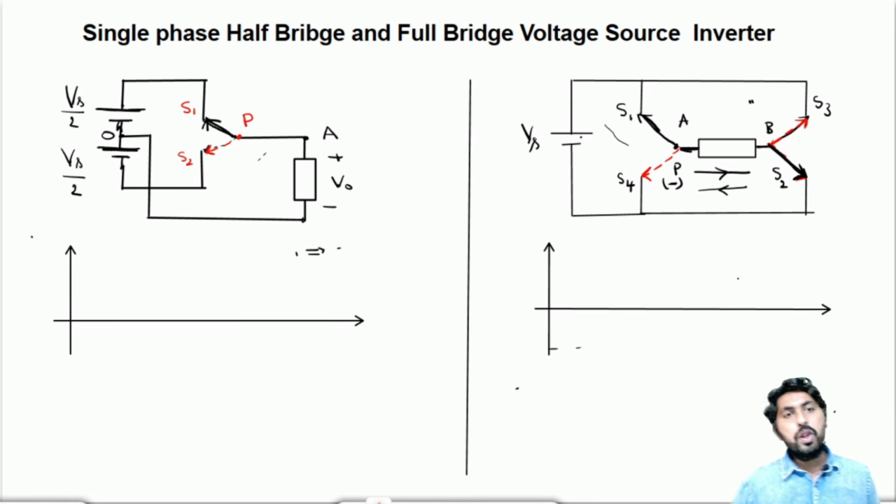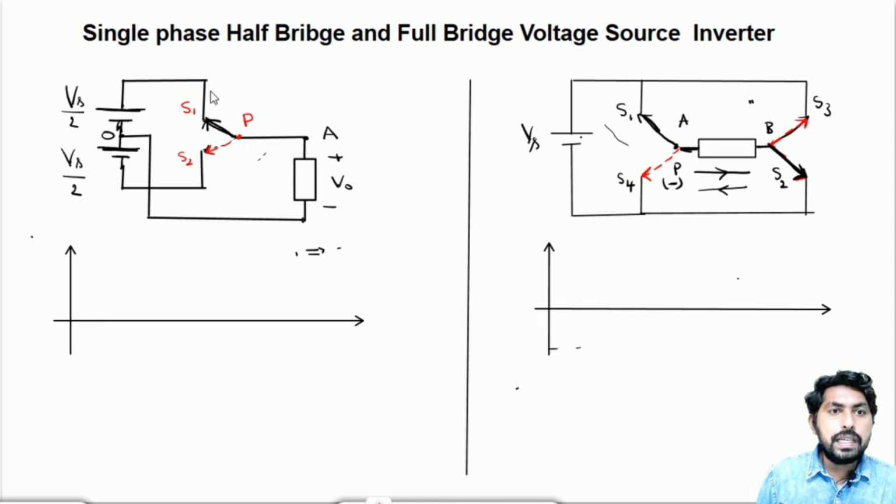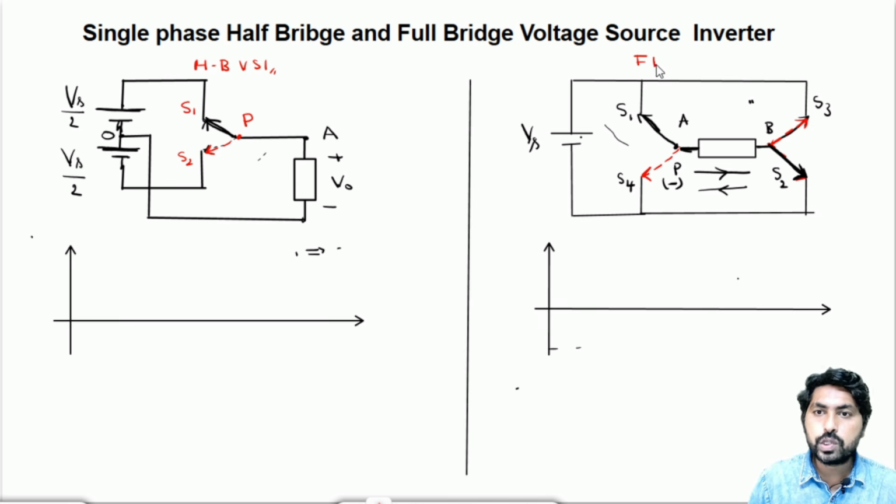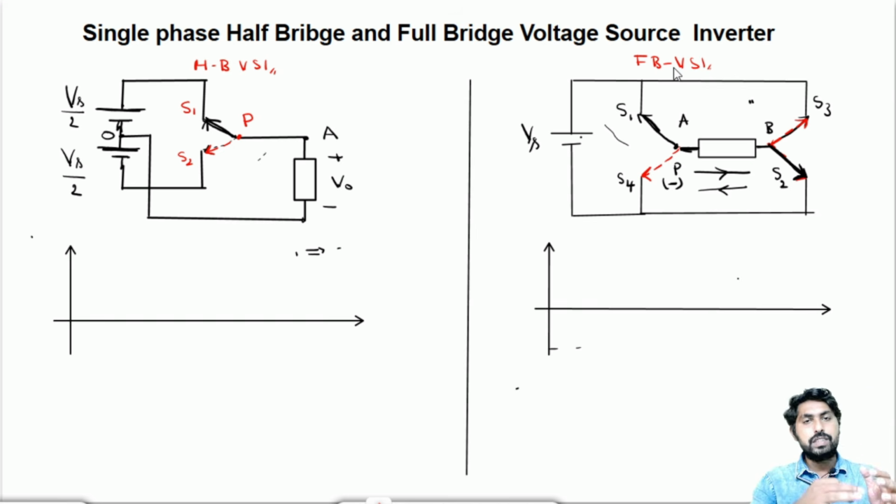So in this session, we are going to discuss single phase half bridge and full bridge voltage source inverter. This circuit is the half bridge voltage source inverter, and this circuit is the full bridge voltage source inverter. These two circuits are built by SPDT switches, that is single pole double throw switches. These two circuits are the basic circuits of the half bridge and full bridge voltage source inverter.